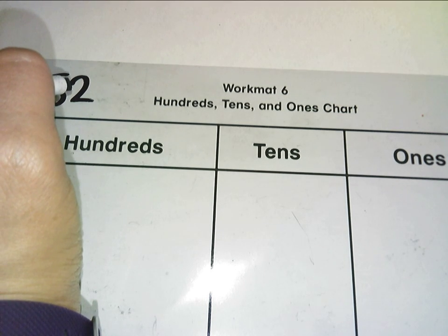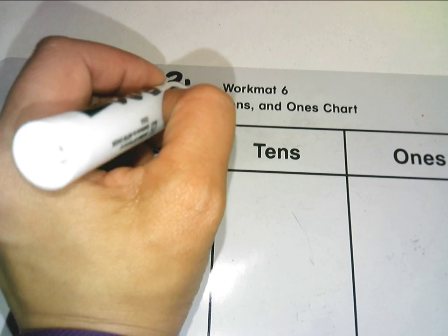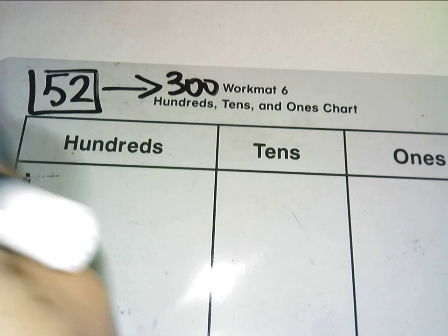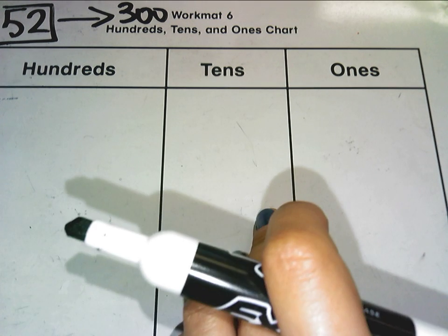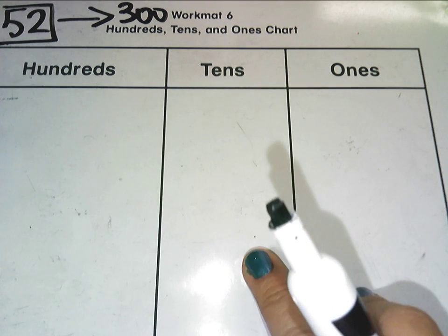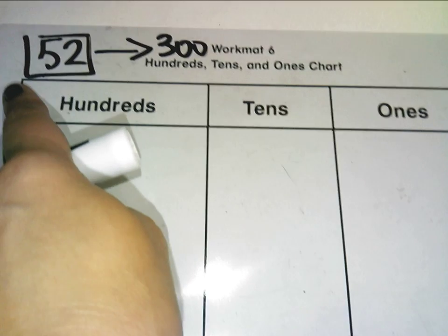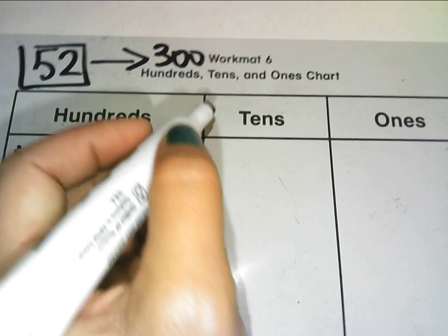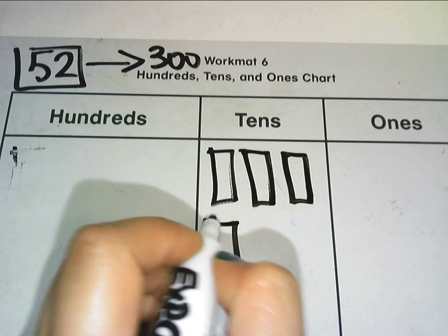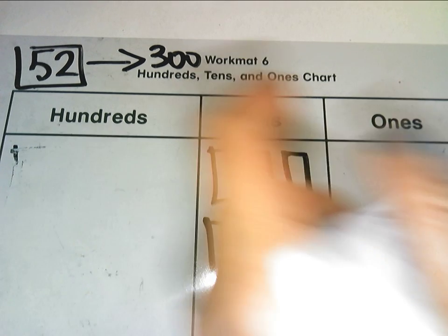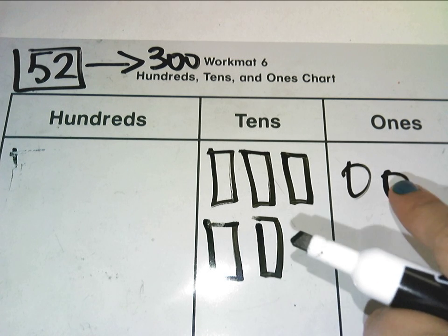And we're going to go to 300. Okay? So you're still drawing 52. You're just not labeling it and boxing it. You're kind of labeling it, but you're labeling it on your place value chart. So look, do I have any hundreds? No. But I do have 5 tens. So I'm going to draw 1, 2, 3, 4, 5. And then 2 ones. So 10, 20, 30, 40, 50, 51, 52.